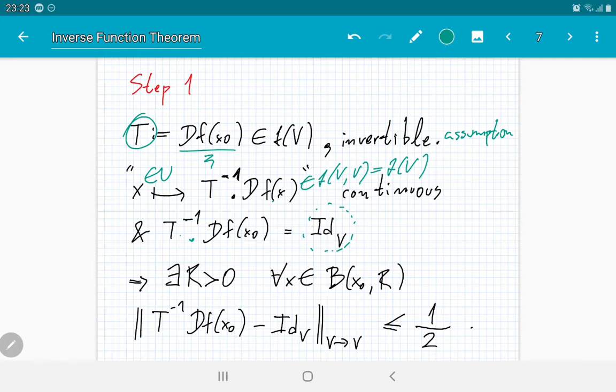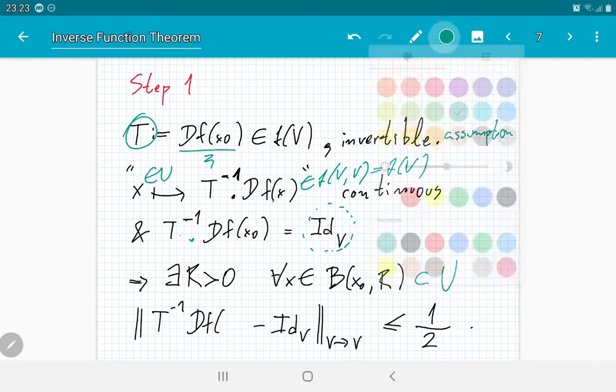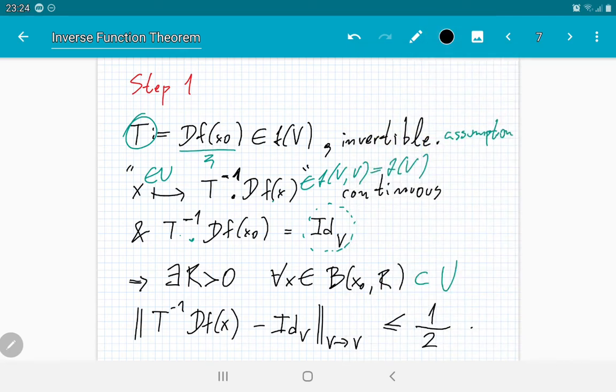Now, an easy consequence of that is that if you have a continuous function that's equal to the identity at a point, it must take a value that's close to the identity at nearby points. Therefore, there exists an R greater than 0 such that for all x in this ball, where I assume that this ball is also contained in U, the distance between T minus 1 df of x and the identity operator, in the usual operator norm, is less than or equal to a half. And as noted before, this ball is my U0.